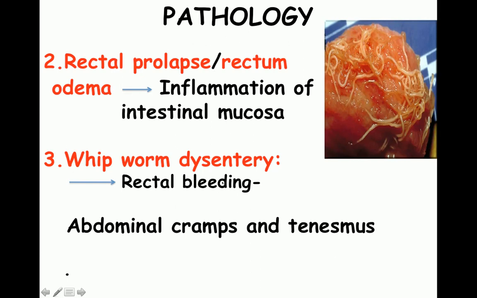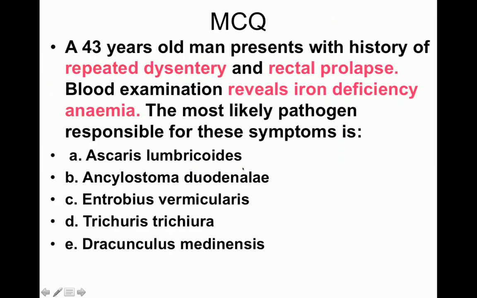Then we have whipworm dysentery. What is dysentery? Dysentery, I told you, is passage of blood and mucus in the stool. So because there is blood loss by these parasites, the stool is going to contain blood. Hence the parasite is known as whipworm, and this is known as whipworm dysentery, because of the rectal bleed, continuous blood coming out of the rectum with the feces. So this is whipworm dysentery.